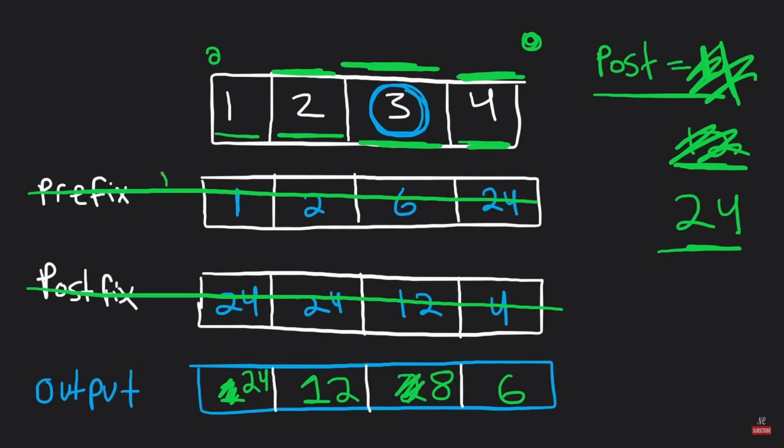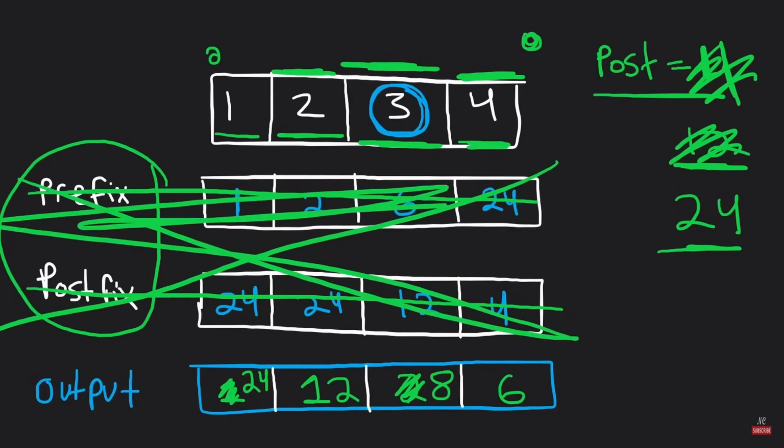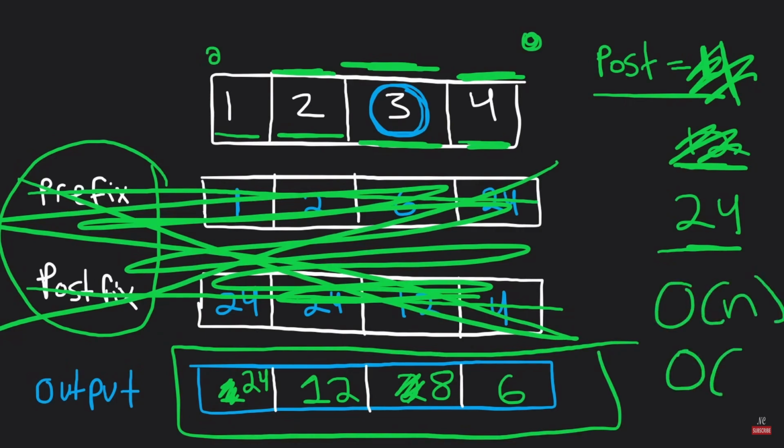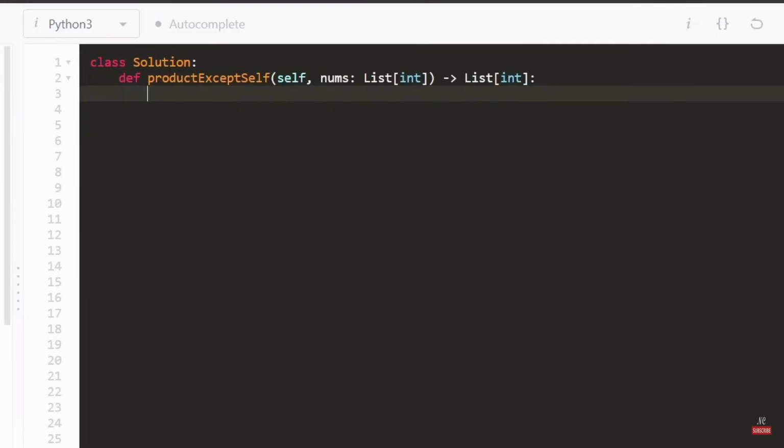So we basically did the exact same thing that we did with our prefix and postfix arrays, but in this case we did it without using the extra memory, and we ended up arriving at the exact same result. So it was linear time complexity, big O of 1 memory complexity. Now let's jump into the code. So the first thing we're going to do is create a result output array.